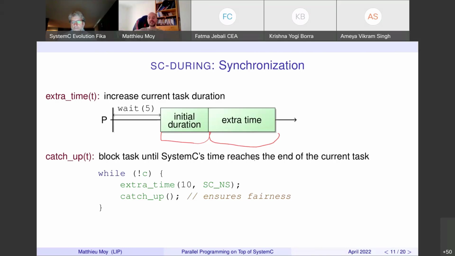And the opposite of that is if you call extra time too much, then you allow a lot of freedom. You say, I'm allowed to execute until simulation time very far in the future. But sometimes you want to actually execute at that point in the future. And this is what catch-up does. It just says, I'm blocking until SystemC time actually reaches the current time of the end of the task. And to give a bit more flexibility, I have a timing parameter here to say plus or minus t to let a bit more chance of having a non-blocking synchronization. So with this, you can say how much SystemC can be ahead of you, and you can force the timing synchronization between the task and SystemC.